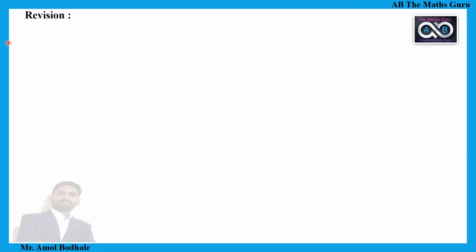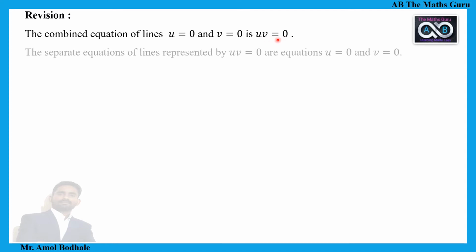Before starting the examples, we will revise those concepts. The combined equation of lines u equal to 0 and v equal to 0 is u into v equal to 0. The separate equations of the lines represented by u into v equal to 0 are the equations u equal to 0 and v equal to 0.